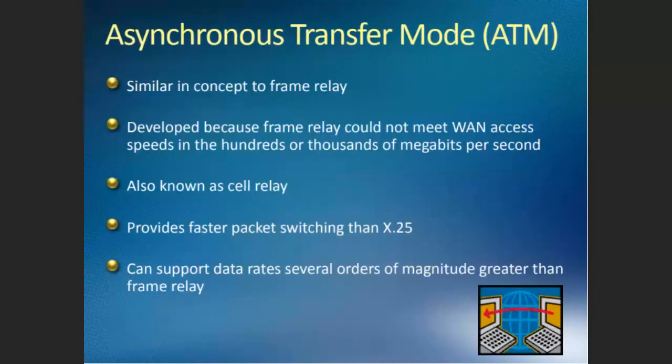We have another technology called ATM. We talked about it before. It stands for Asynchronous Transfer Mode. It is similar in concept to frame relay, so it's using packet switching. It's also called cell relay, and it was developed because we needed higher speeds. It's much faster than X.25 and can support data rates several orders of magnitude greater than frame relay, of course, much faster than frame relay.